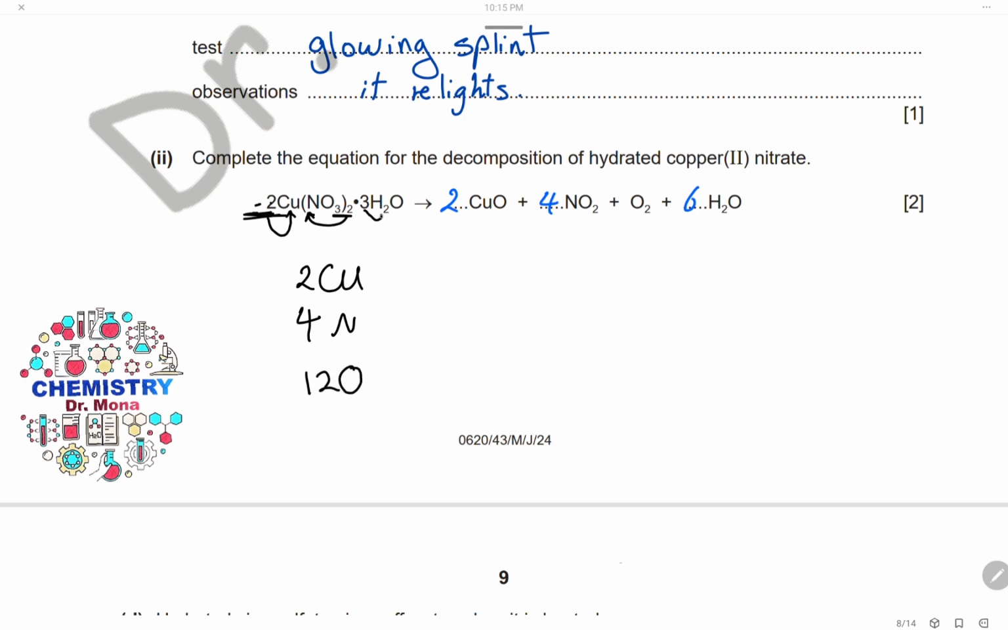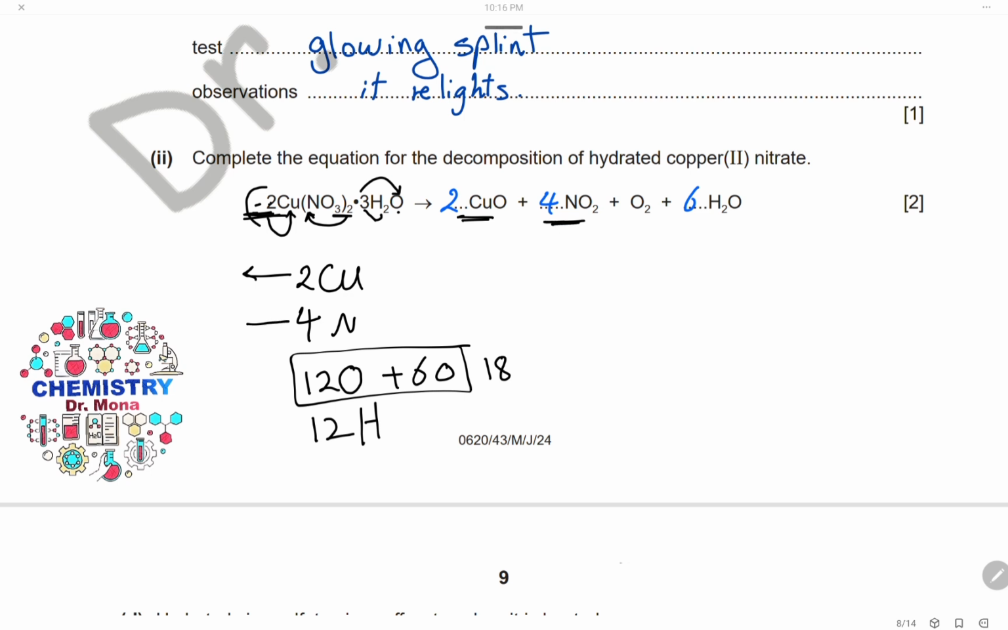And for hydrogen, 3 times 2 is 6, again multiplied by 2 in front of the molecule, so it will be 12 hydrogen. We have another oxygen here, 3 oxygen times 2, it will be 6 oxygen, so the total oxygen on the left side will be 18. So to balance the equation, we will add 2 in front of copper oxide because we have 2 here, and 4 in front of nitrogen dioxide because we have 4 nitrogen here. And to balance hydrogen, to make hydrogen 12, we will add 6 in front of water.